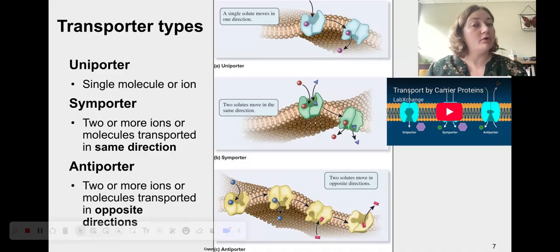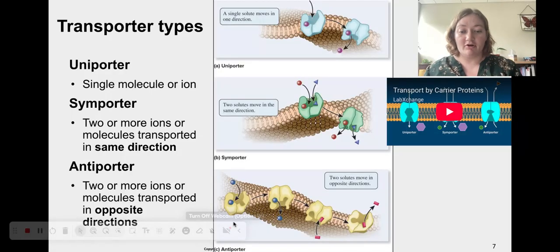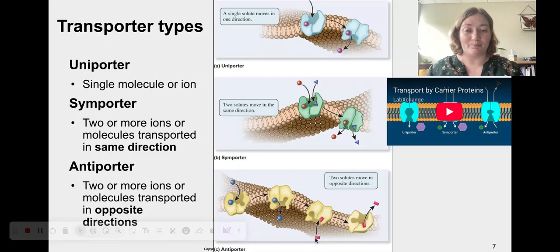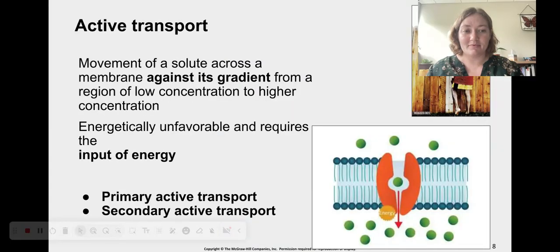Now again, even though they're going in different directions, they're still moving with that solute's concentration gradient. They are still moving from areas of high to areas of low, right? It just so happens that in the antiporter, the area of high to low for the blue molecule is different than the area of high to low for the red molecule.